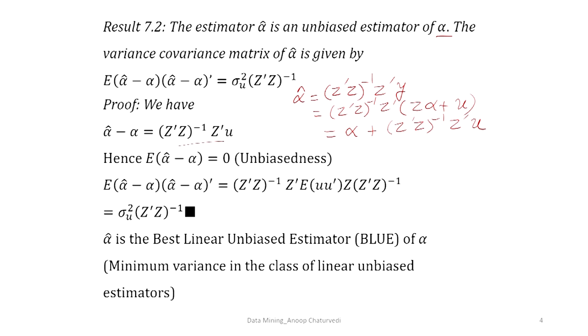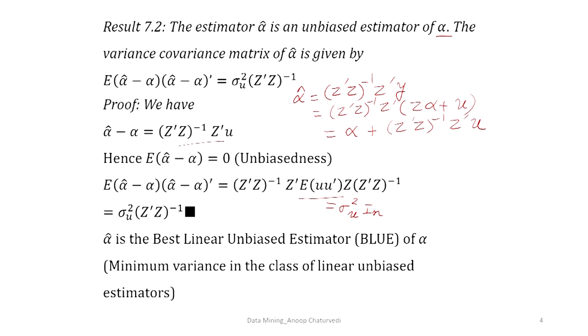Further, to obtain the variance covariance matrix of alpha hat, we take expectation of (alpha hat minus alpha)(alpha hat minus alpha) transpose. Alpha hat minus alpha is equal to (z transpose z) inverse z transpose u, and its transpose is u transpose z (z transpose z) inverse. Then we take expectation, so you get expectation of u u transpose here. And then we substitute expectation of u u transpose equal to sigma square u I n. So, you get (z transpose z) inverse z transpose z (z transpose z) inverse, and then outside you get sigma square u. So, finally, the expression for the variance covariance matrix is sigma square u (z transpose z) inverse, because (z transpose z) inverse z transpose z is the identity matrix.